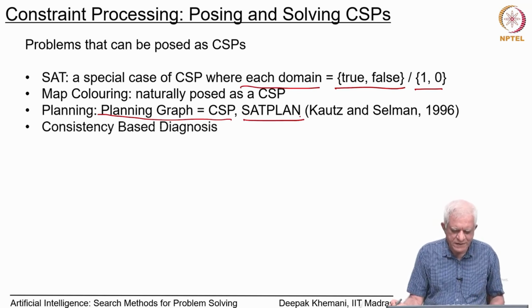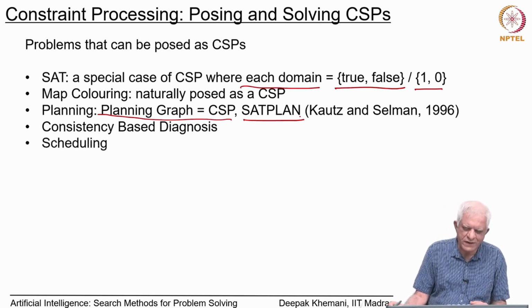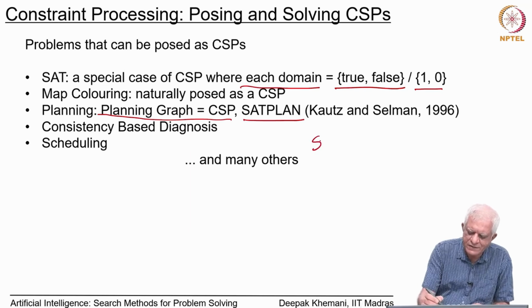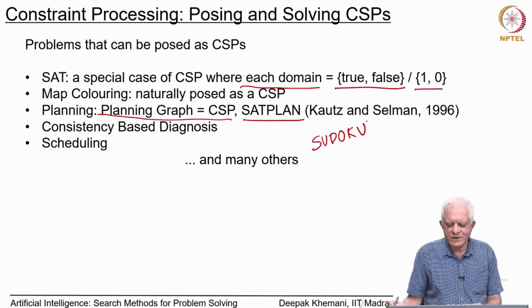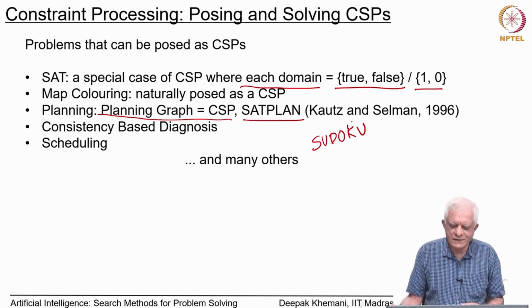Or there are other things like consistency based diagnosis that we have just seen, or scheduling, which we have not seen, but you can take my word for it that many problems can be posed as CSPs. So, as an exercise, I would ask you to look at Sudoku and see how you can express Sudoku as a CSP essentially, because if you think of how you solve CSPs, then there is something about the Sudoku. Sudoku is almost like a map coloring problem. The two squares in the same column cannot have the same number, for example, instead of color.